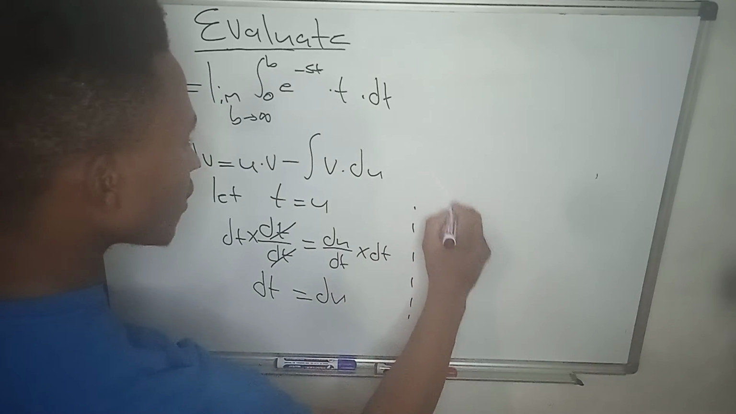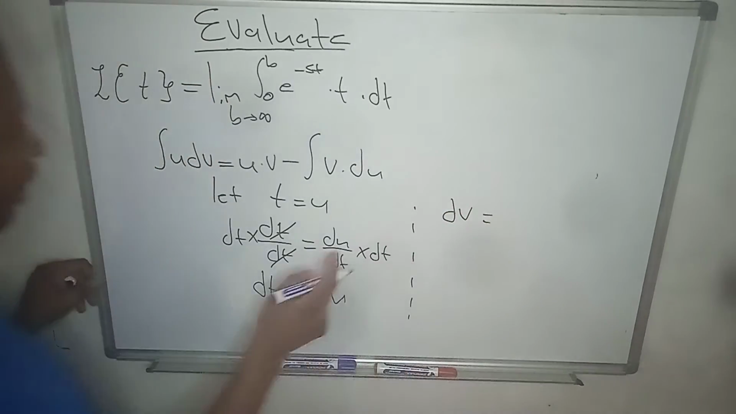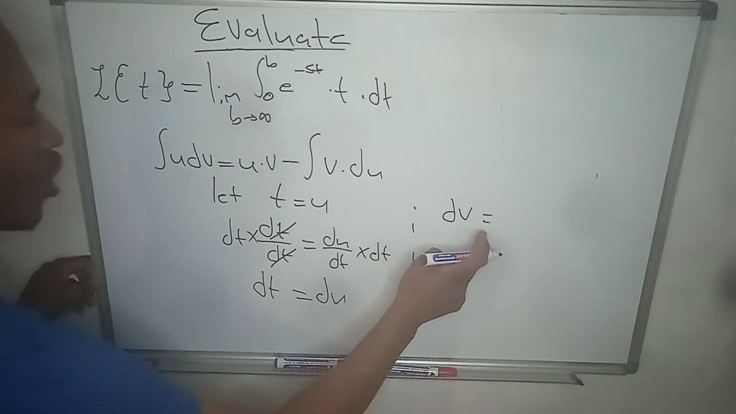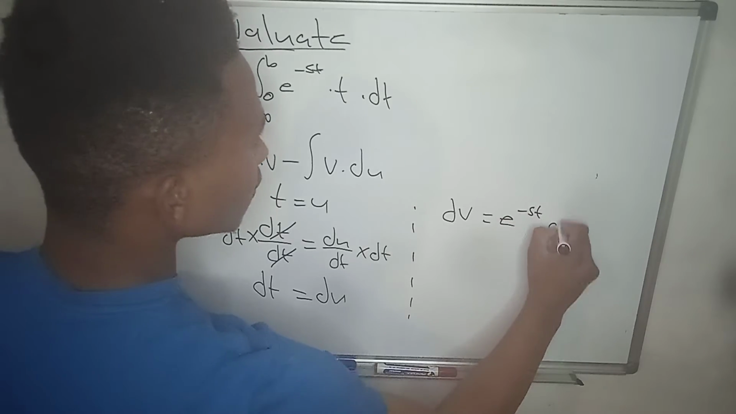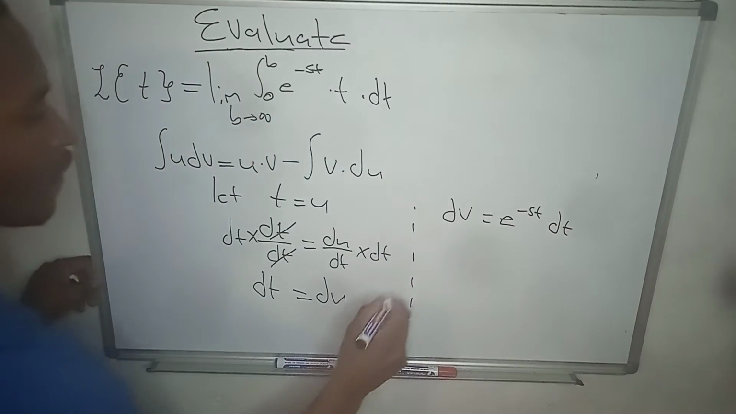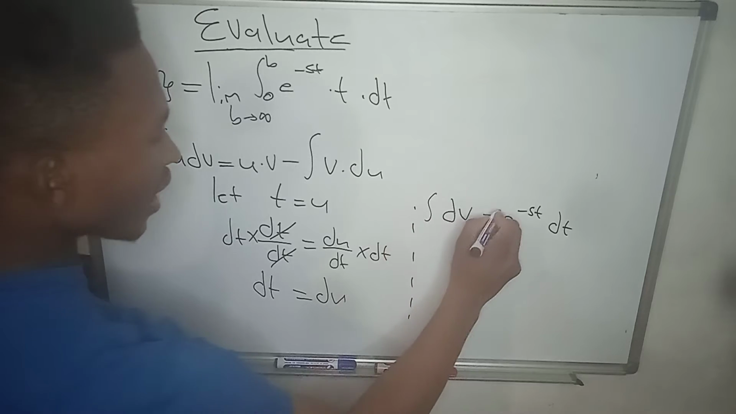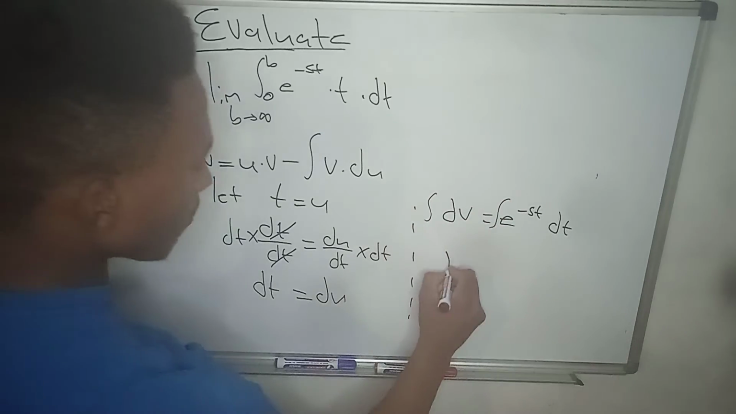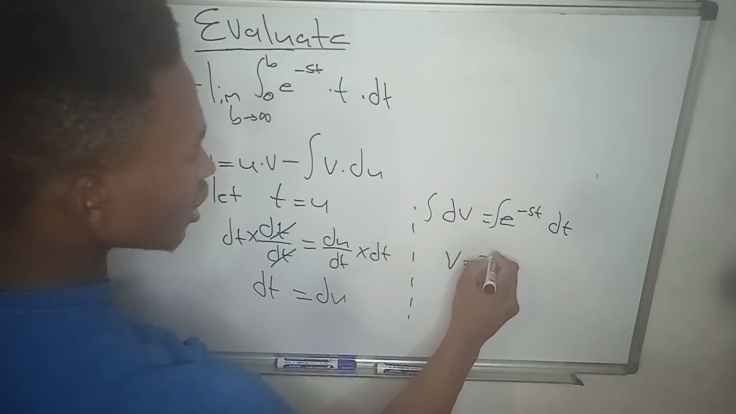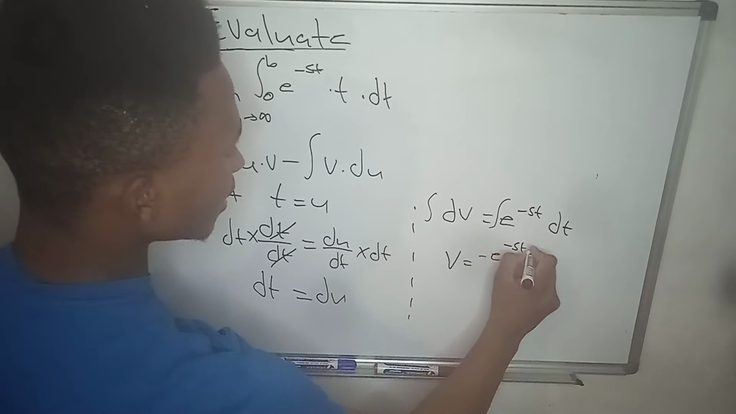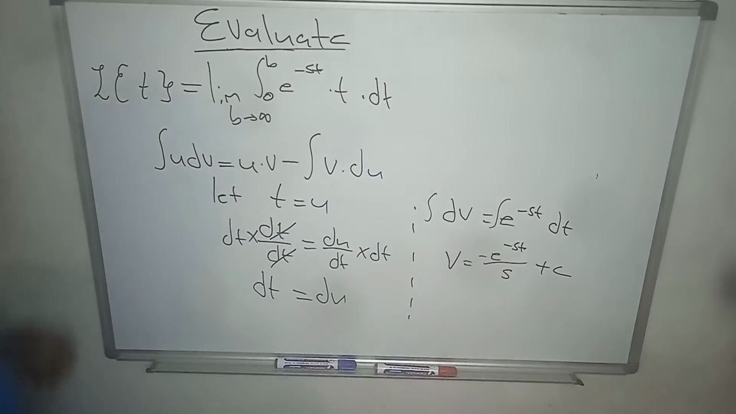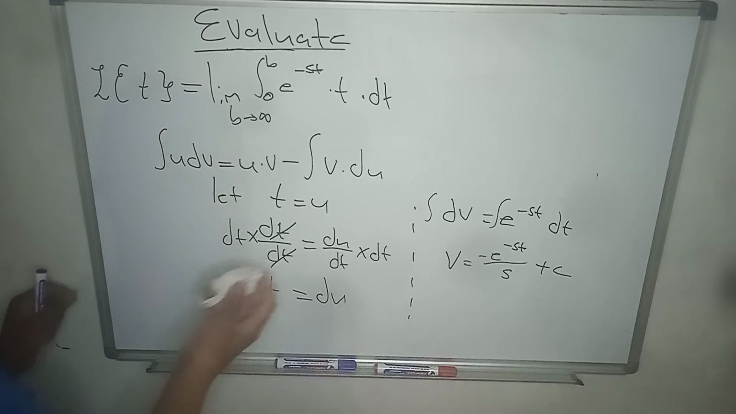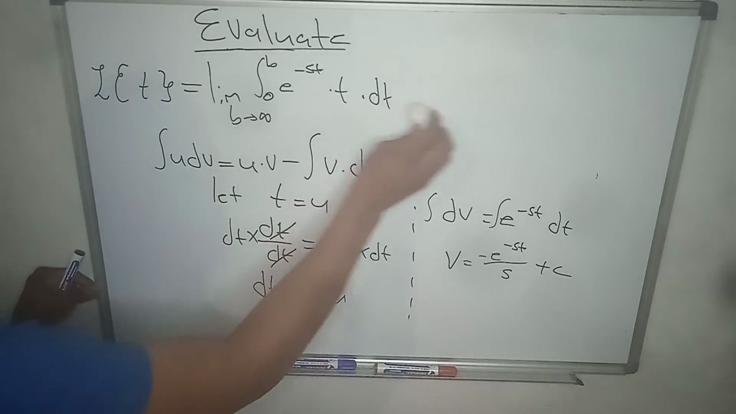But our dv equals what? Our dv equals e^(-st) dt. So if I integrate this side and also integrate this side, my v will be e^(-st) all over -s plus c. So this is what we are getting by integration. So right now, let us substitute in this equation of ours.